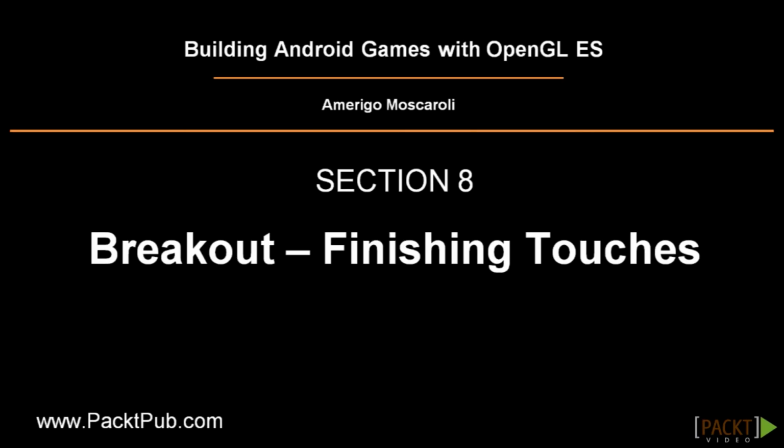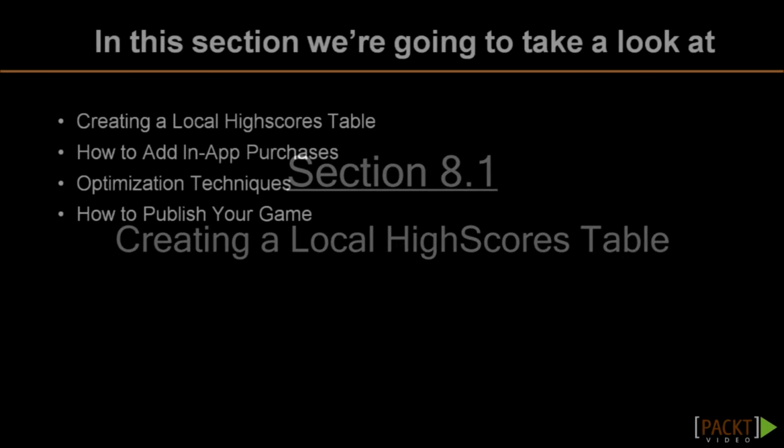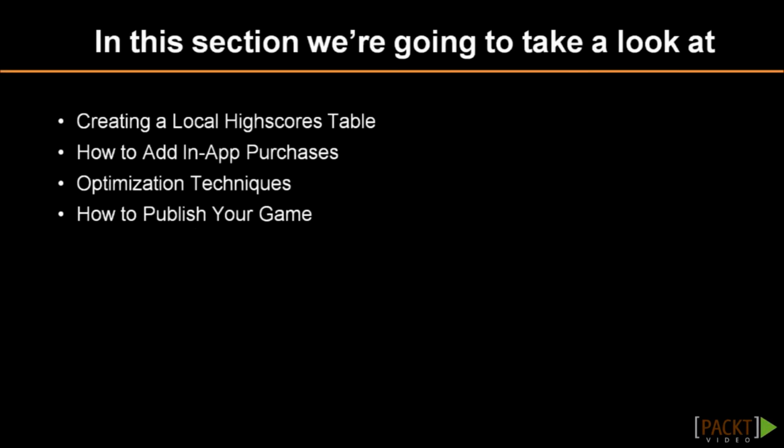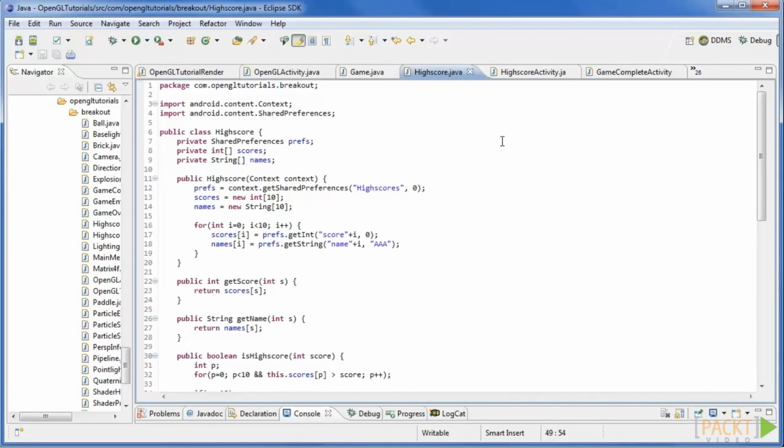Hello everyone, welcome to the first video of section 8, titled Creating a Local High Scores Table. In this section we will be adding the finishing touches to our game by adding high scores, in-app purchases, optimizing the game, and learning how to publish the game. We are now going to implement a local high scores table that saves scores on the phone.